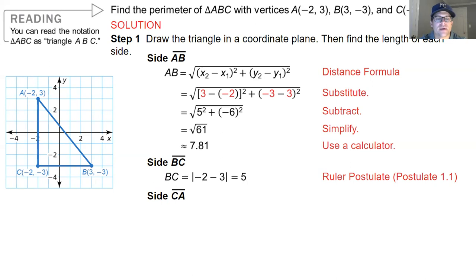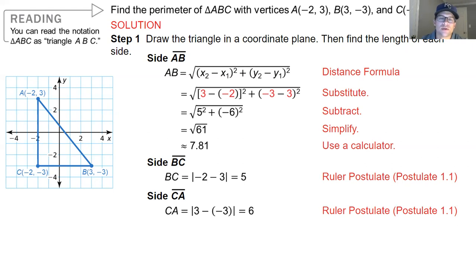Doing the same thing to find side AC or CA, it doesn't matter the order. Again, this is a completely vertical line, so you can just find the difference between your y-coordinates going from 3 down to negative 3, or you can just count to get to 6.